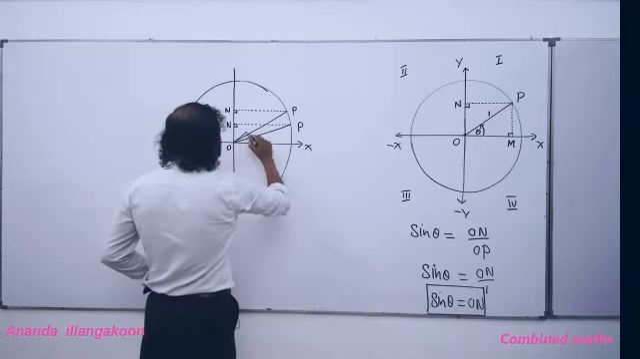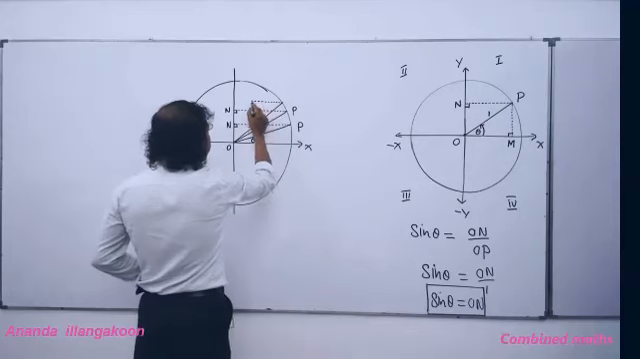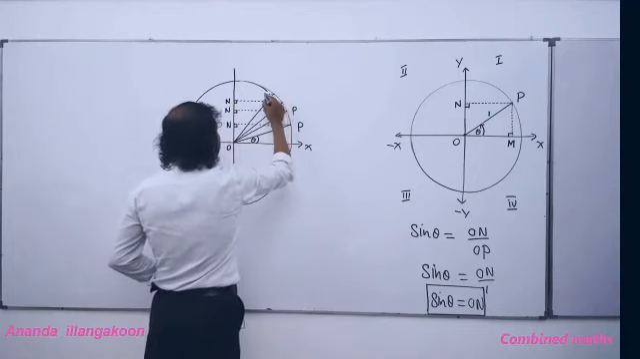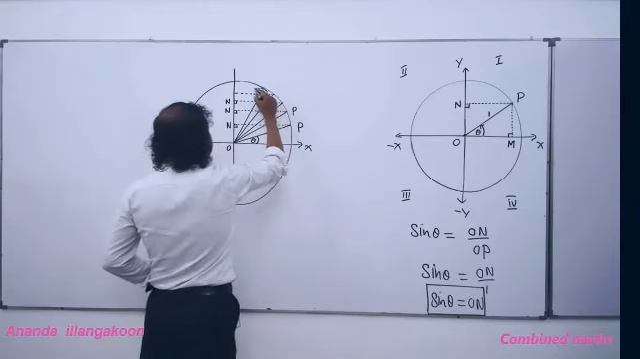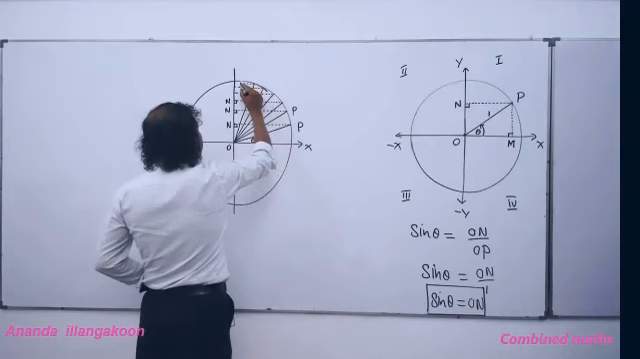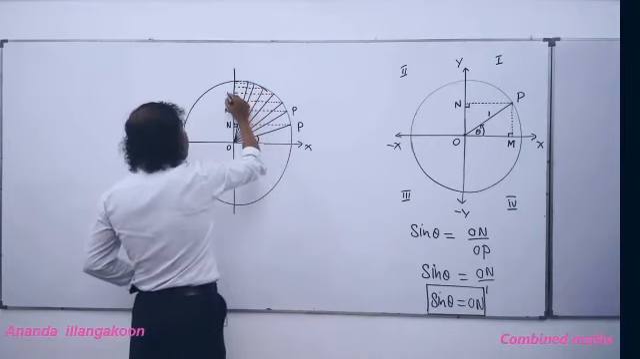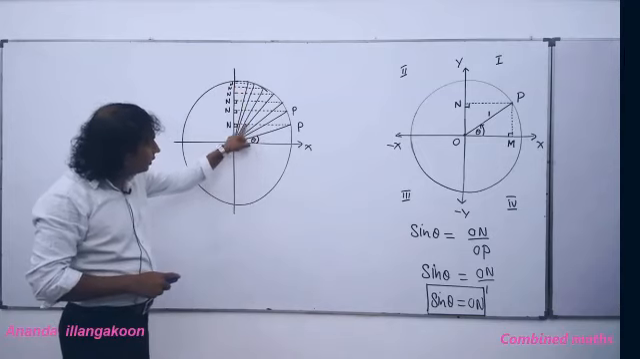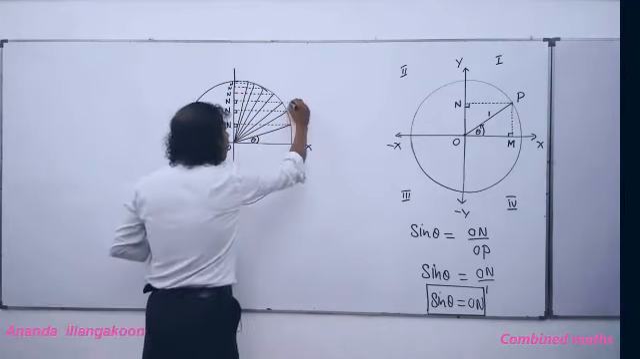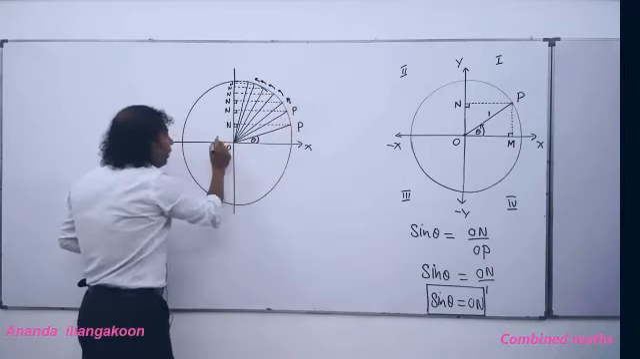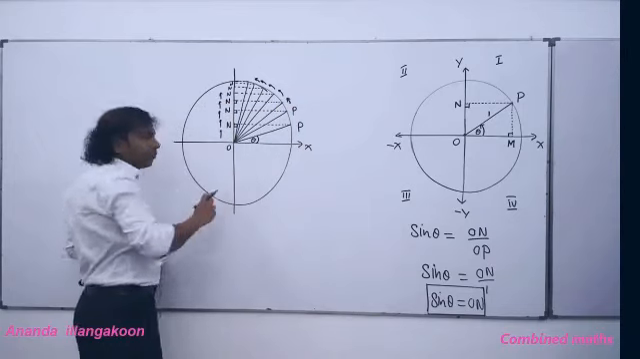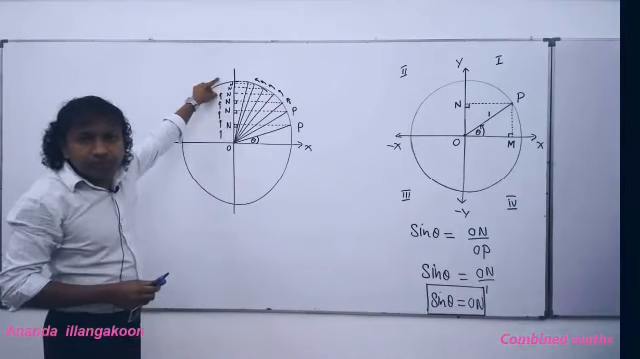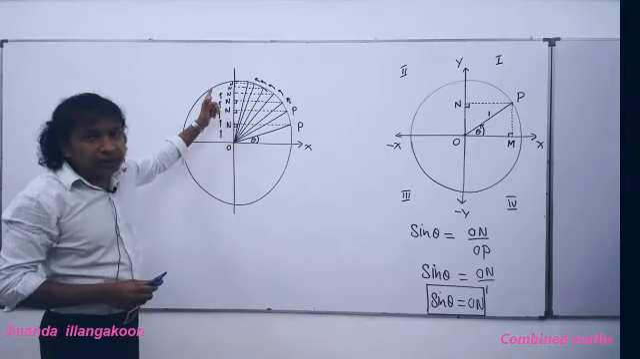I increase the theta again a little more. This way I increase. Here. Can you see something, people? When this theta increases, the point P moves along the circle this way, and the point N moves along the y-axis upwards. As N moves upwards along the y-axis, ON increases.